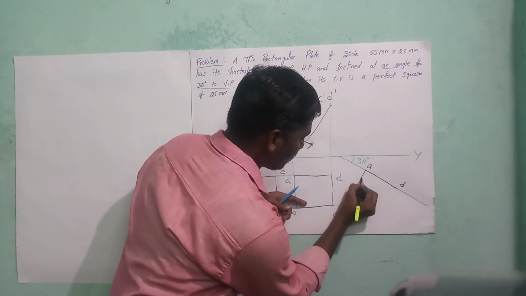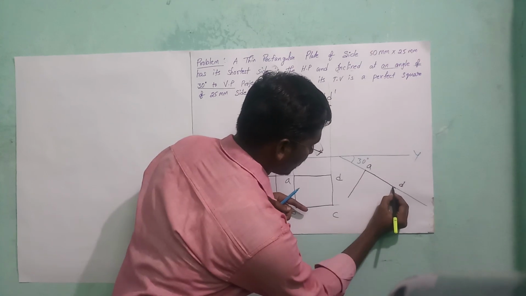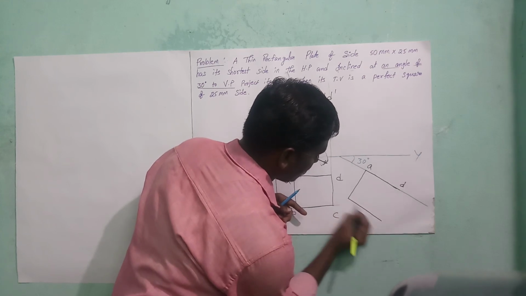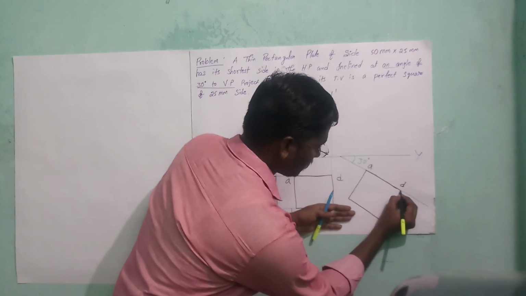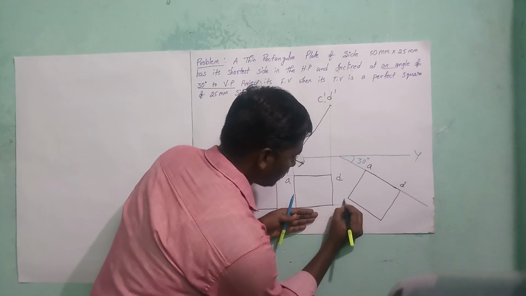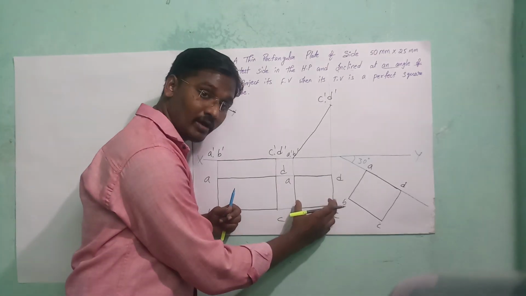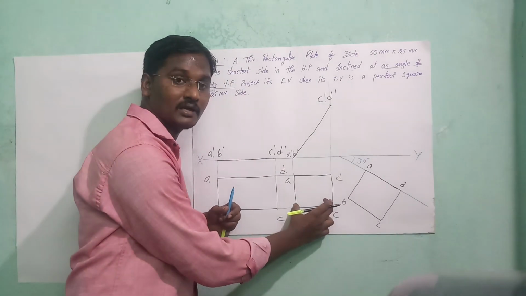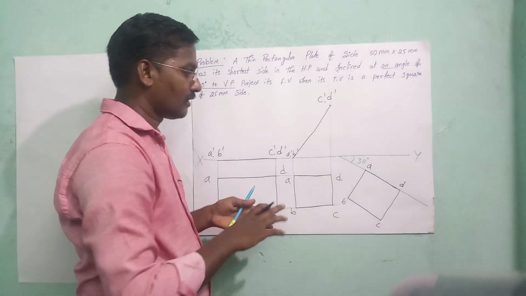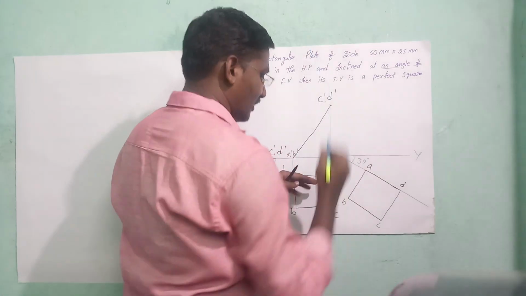After that, draw perpendicular to the point at distance of 25 mm. After that, take 90 degrees from this point, and from this point 90 degrees. Now this will be AB, CD. What I have done here, whatever the square I have got in this second position, that square I have drawn on this 30 degrees angle. Now from this 30 degrees angle of square, draw the vertical projection lines.